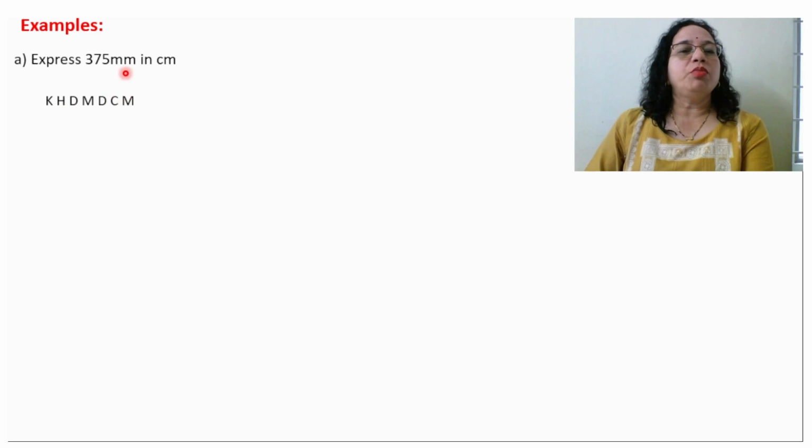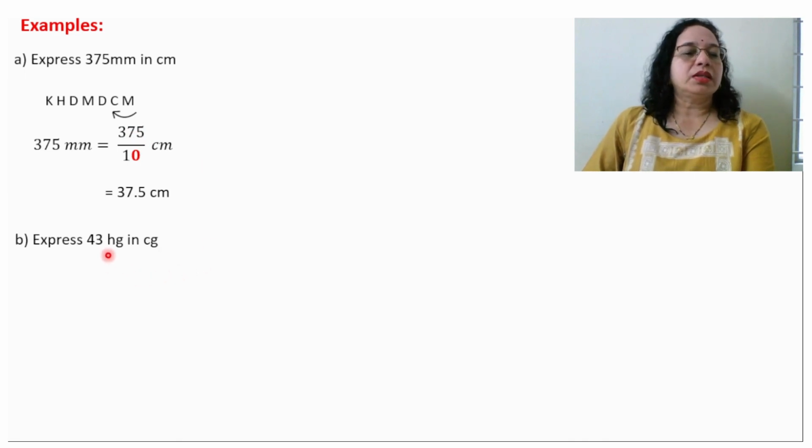Now millimeter into centimeter. So millimeter into centimeter, we are going towards the left hand side. So we will go from down. Down means how many places? Only one. So we will divide by 10. Now since one 0 is there, leave this one number and your decimal will come over here. So 37.5 centimeter.